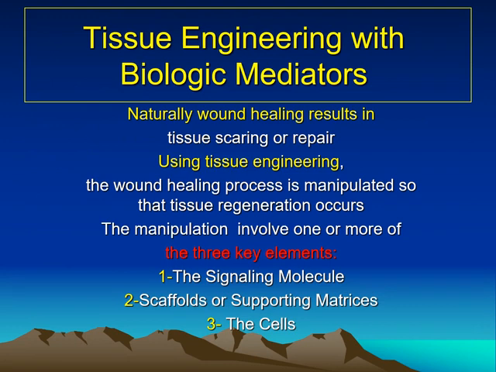Tissue engineering with biologic mediators. Naturally, wound healing results in tissue scarring or repair. Using tissue engineering, the wound healing process is manipulated so that tissue regeneration occurs. The manipulation involves one or more of the 3 key elements: number 1, the signaling molecules; number 2, scaffolds or supporting matrices; and number 3, the cells.